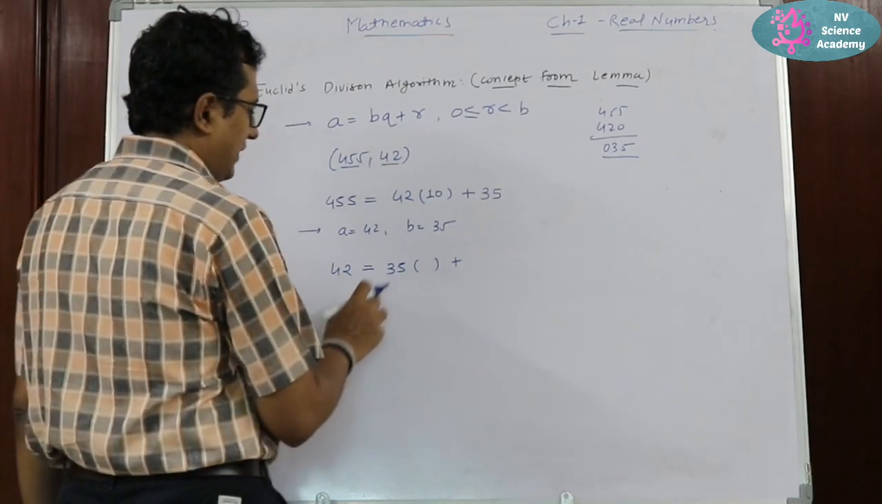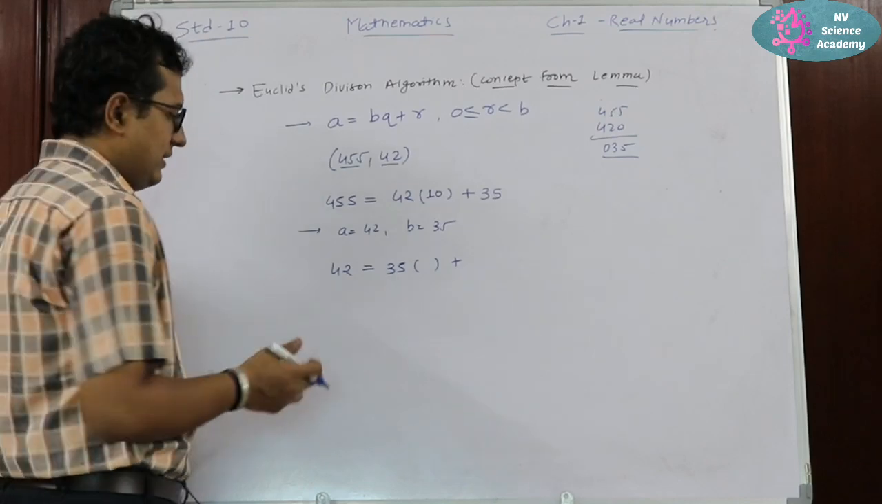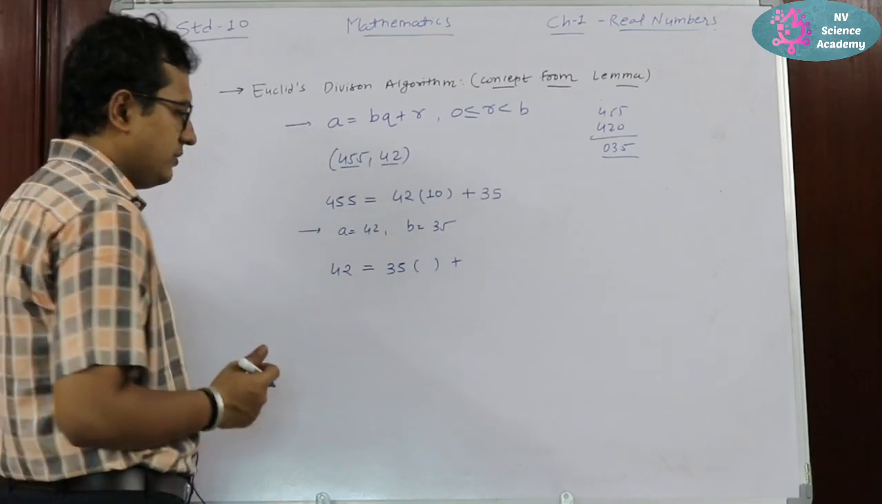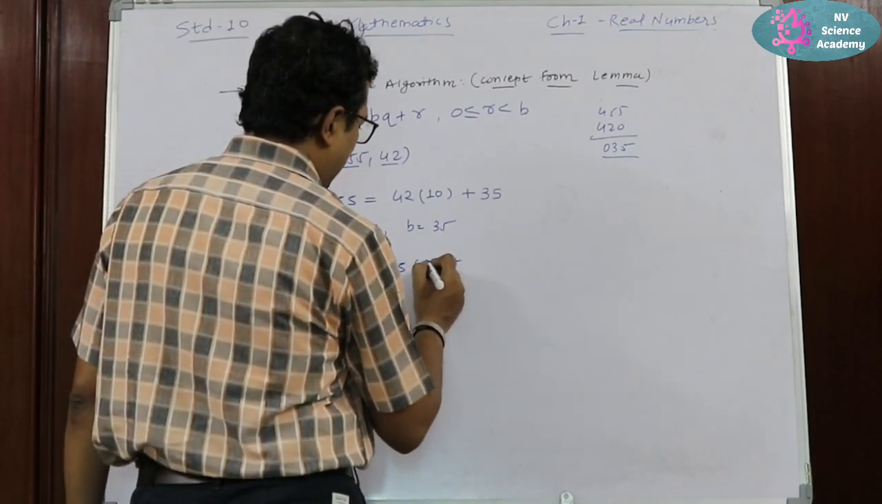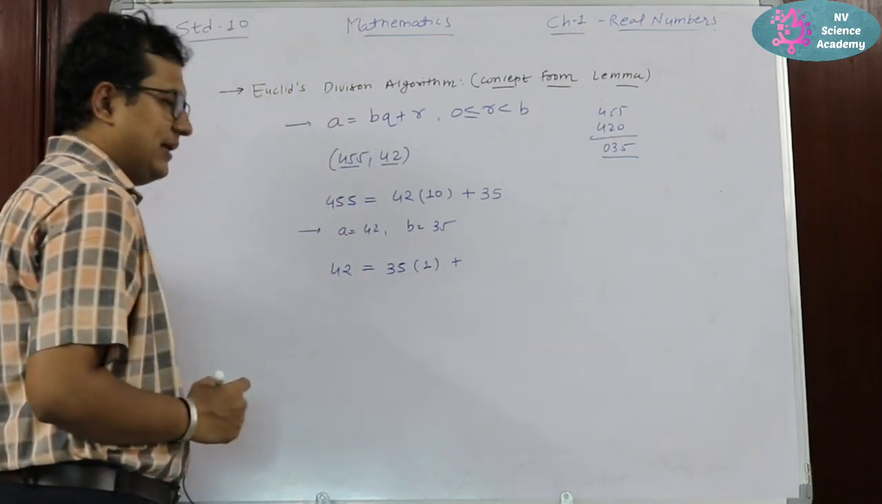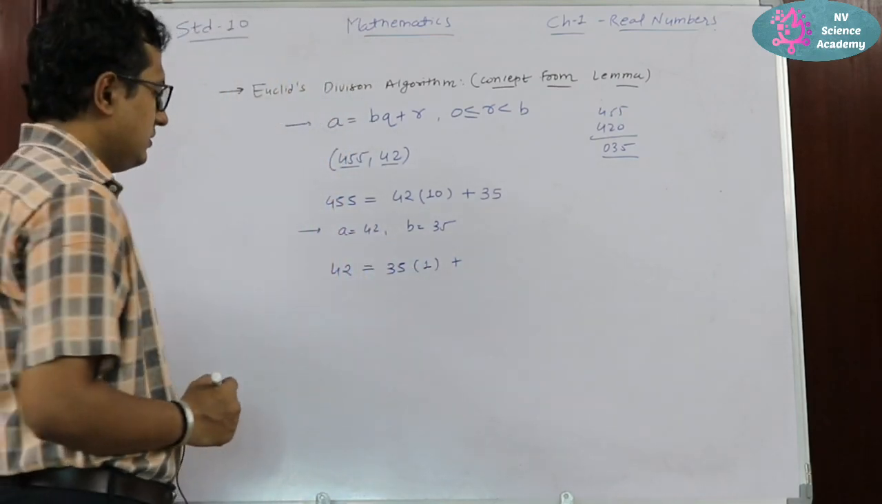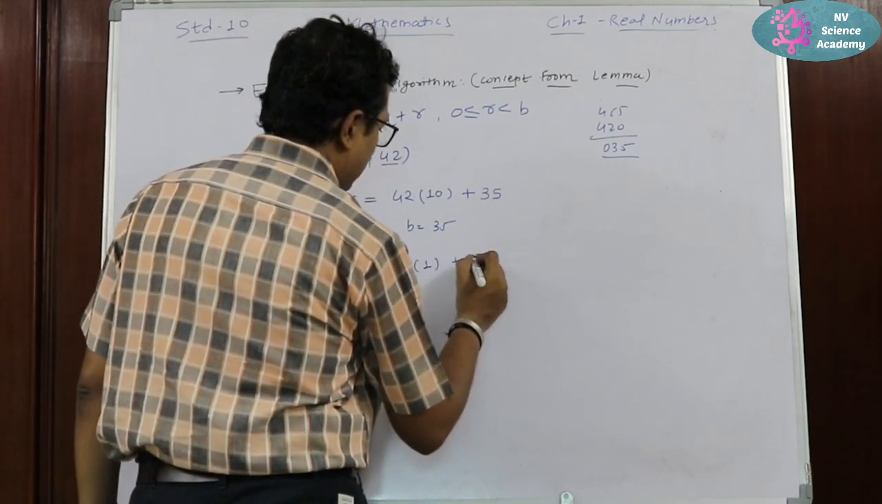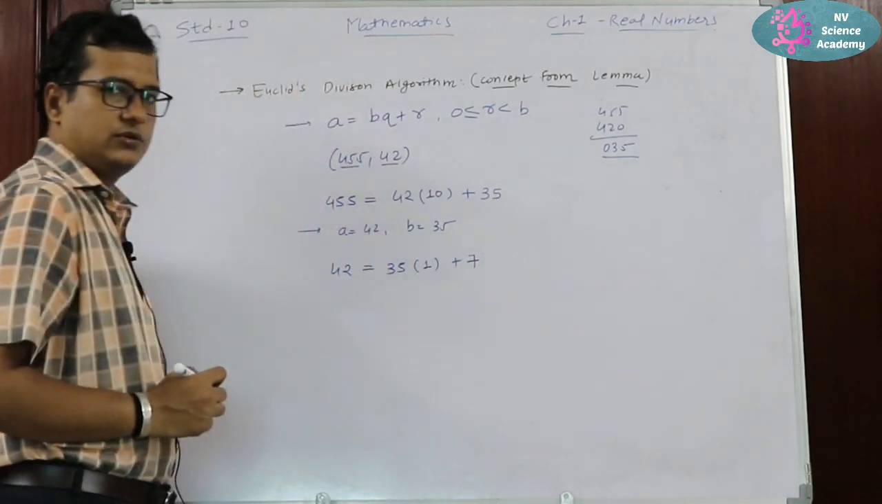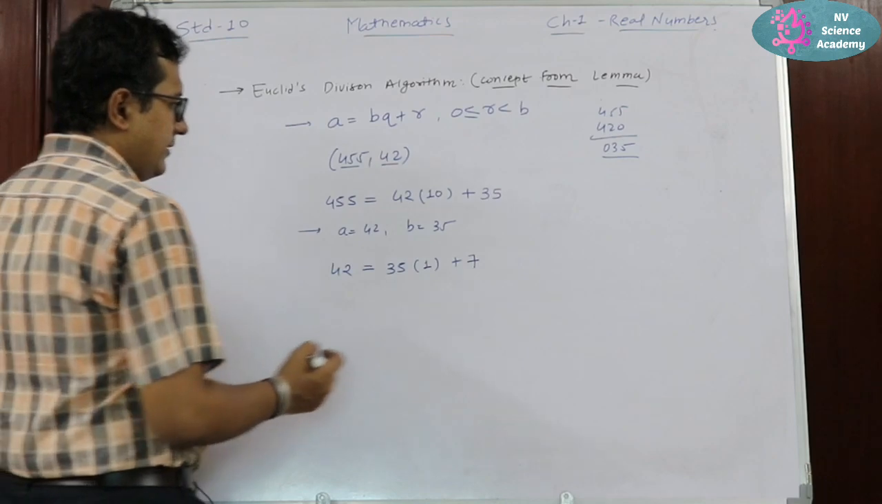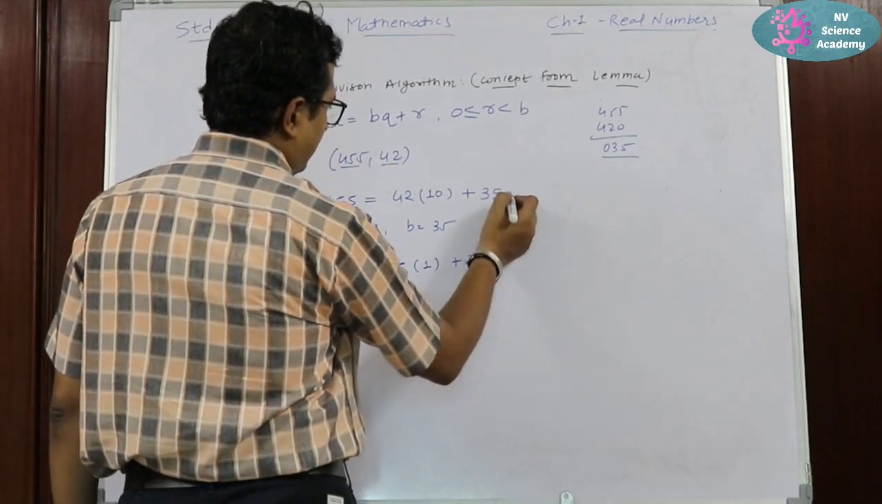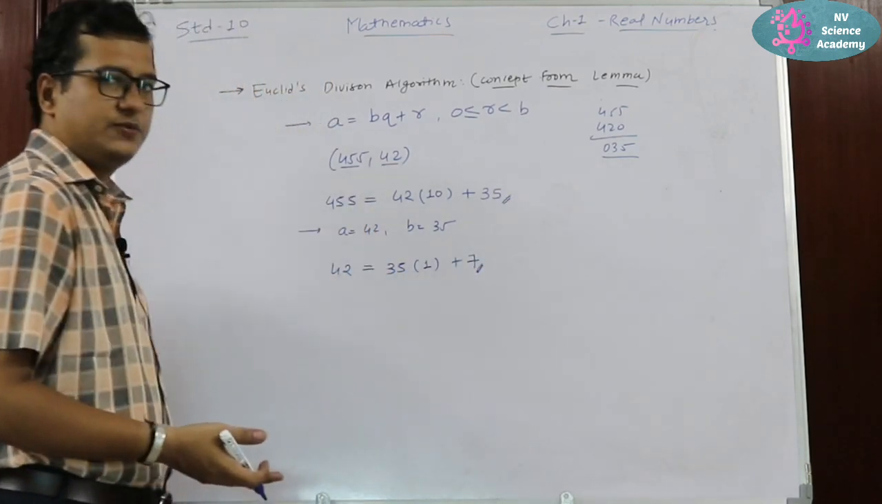If you multiply 35 by 2, it will be 70. 70 is more than 42, so it is not possible. So I have to multiply this 35 by 1. When I multiply 35 by 1, the remainder will be 7. See, here also the remainder is not 0, so again I have to repeat this process.